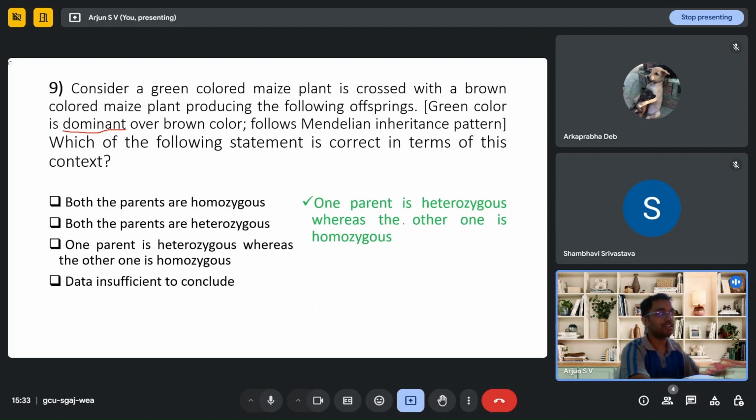So I'll move on to the next question because this question is not clear. I'll try to find the picture for the question and then when I post it on the Google Drive, I'll paste the proper picture for this question.